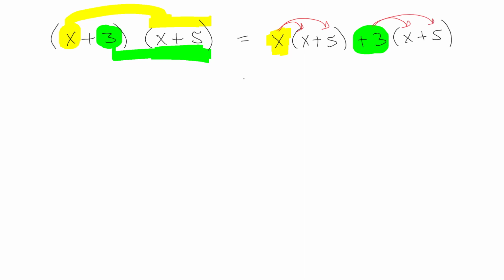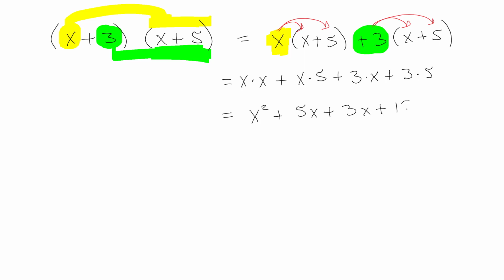So I have x times x plus x times 5 plus 3 times x plus 3 times 5. Okay? X times x, x squared, plus 5x, plus 3x, plus 15, and then again continuing to combine like terms, x squared plus 8x plus 15. Okay? Honestly, to me, that's the best way to do it.